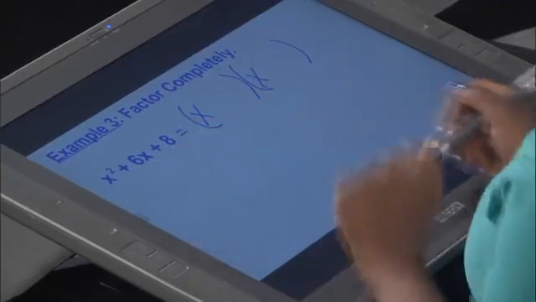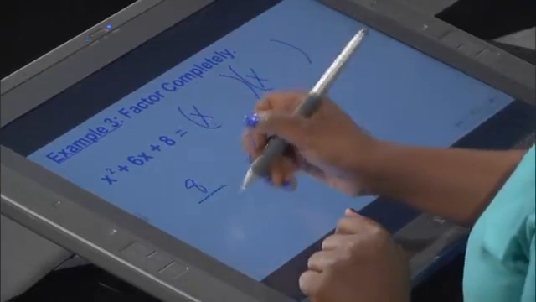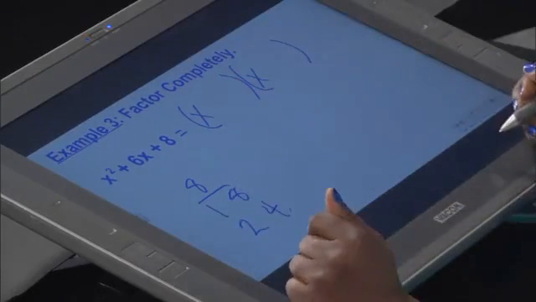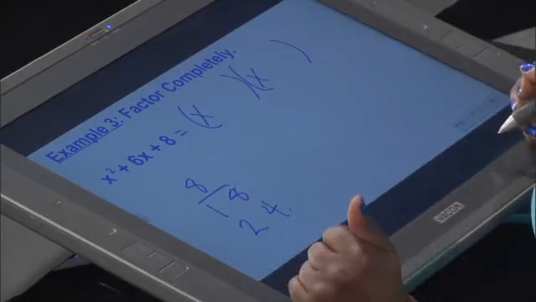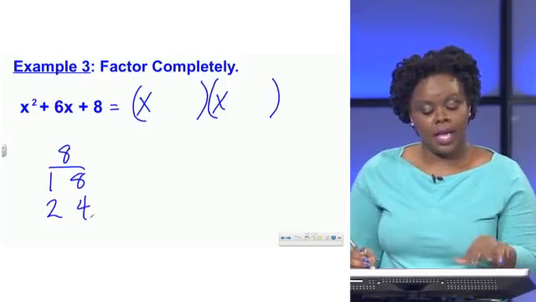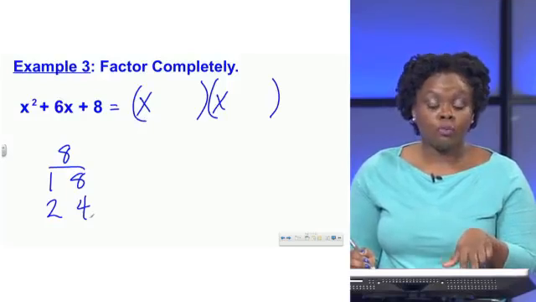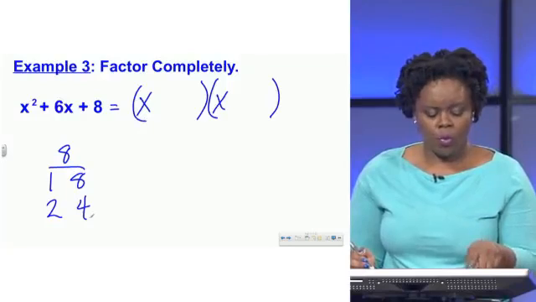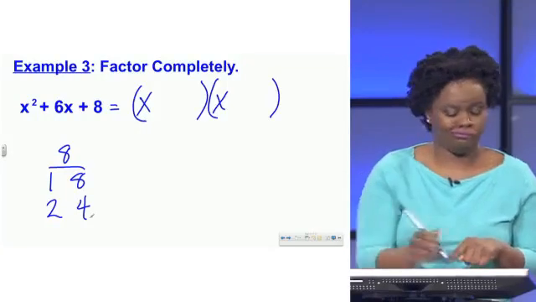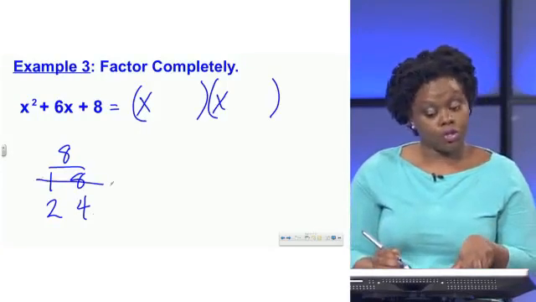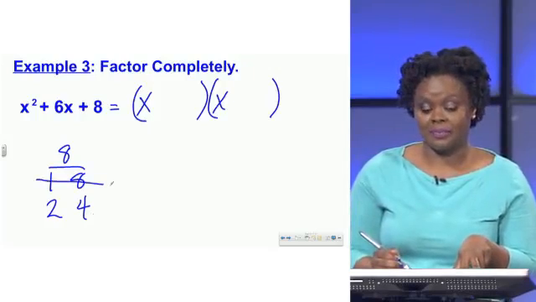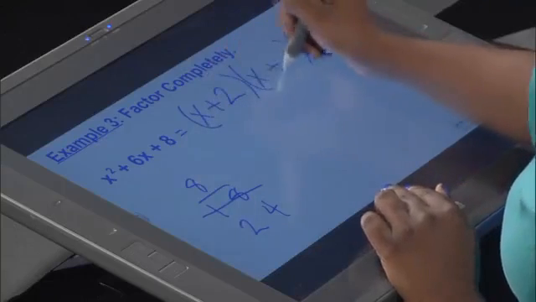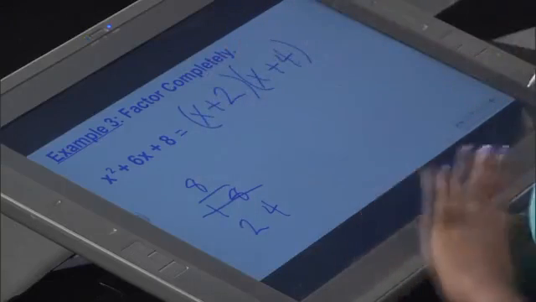All right, so let's start out by listing the factors of 8. 1 and 8 would give you 8, and 2 and 4 would give you 8 if you multiplied them, and that's it for 8. Now, out of these pairs of factors, which pair could you combine and get 6? Okay. Well, 1 plus 8, that's 9. So that's not it. But 2 plus 4, that is 6. So that means to finish out my problem, x plus 2, x plus 4. And you're all done.